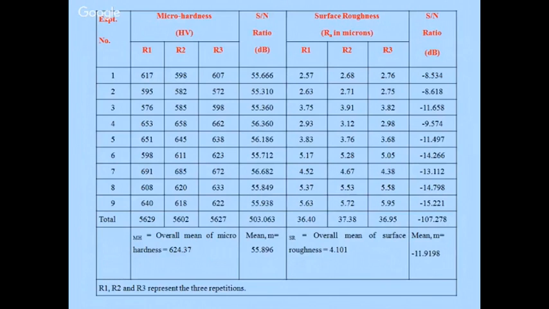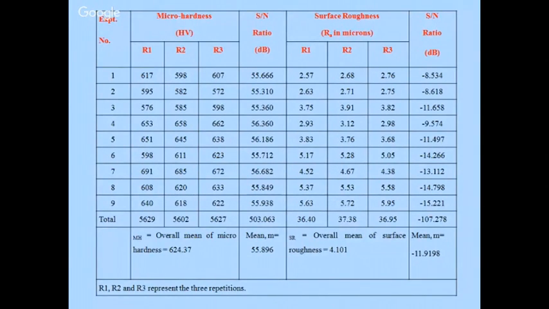Okay, so I have calculated, so just go through this. We have calculated a separate SN ratio for each experiment, for hardness and for the surface roughness. We have calculated all these values and we have calculated the mean also because we will be using them subsequently. Okay.